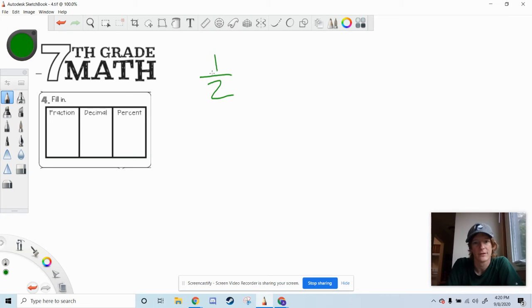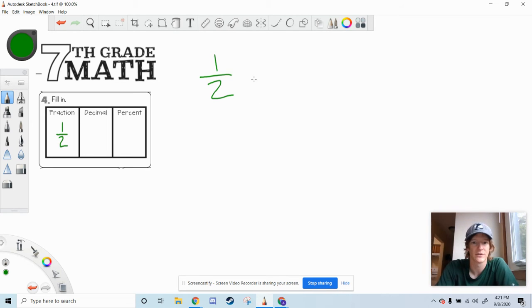All right, we have a fraction here, 1/2. We need to fill in this table. They gave us the fraction form, so we can go ahead and fill that part in. Now we need to write 1/2 as a decimal, and there are a couple of ways we can do this. At this point in your math life, you may already know what a half is as a decimal, and you could probably even tell me what it is as a percent, but I'm going to show you how we can figure it out.